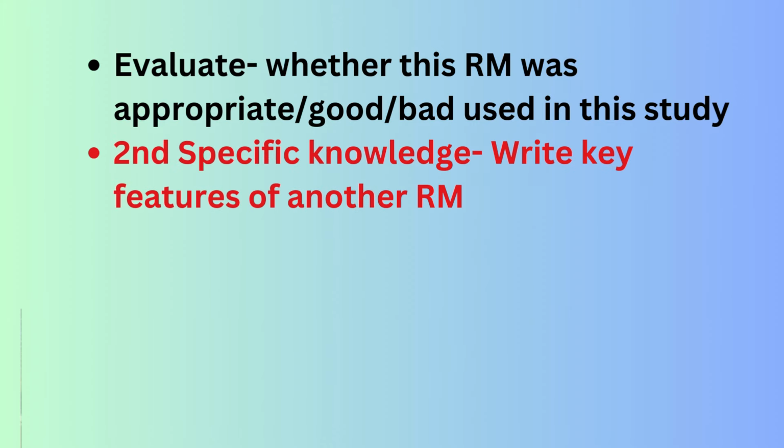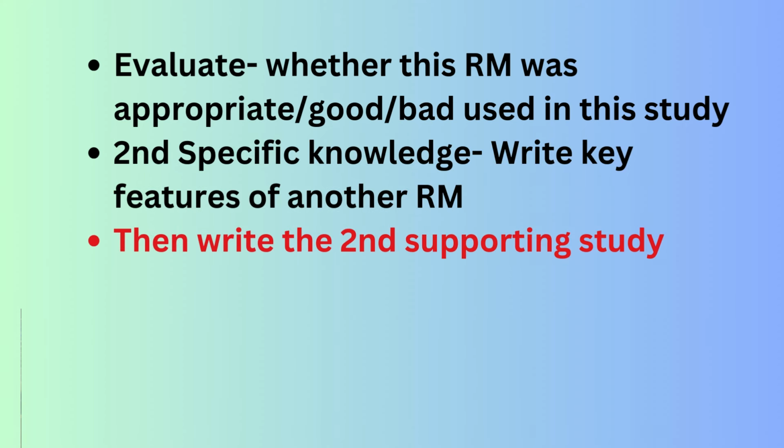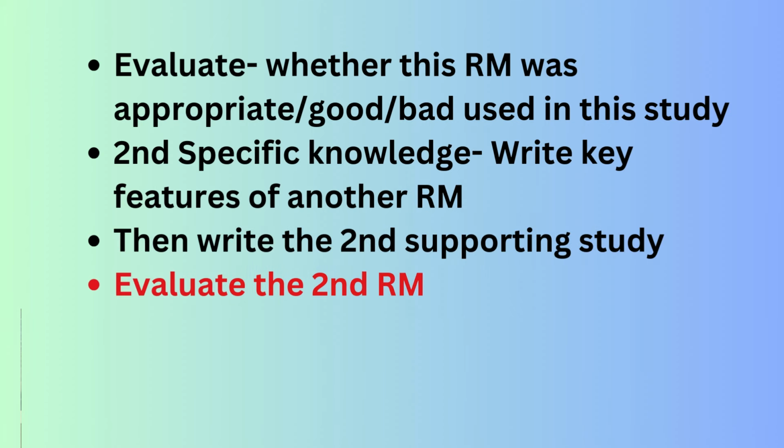Then, after you have written this evaluation, comes your second specific knowledge. Let's say it was a lab experiment. You write everything about that research method: what kind of research method was used, what a lab experiment is, what the key features of the lab experiment are, and then you write the second study. If you plan to do a third or fourth study, you do it in a similar manner. After you write your second study, again you evaluate the research method that is being used in the study.